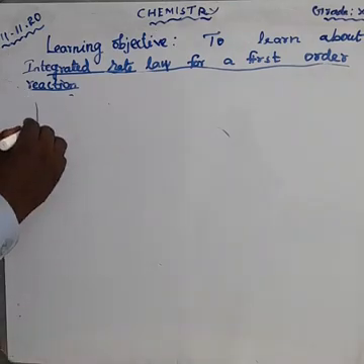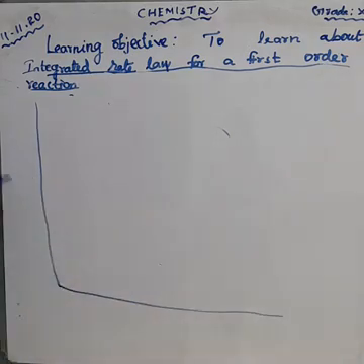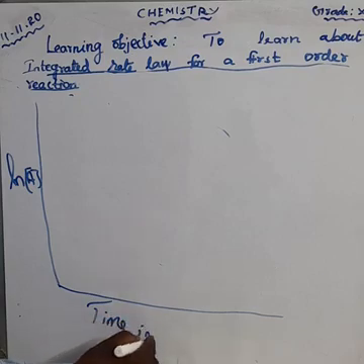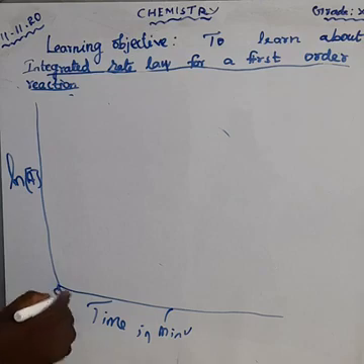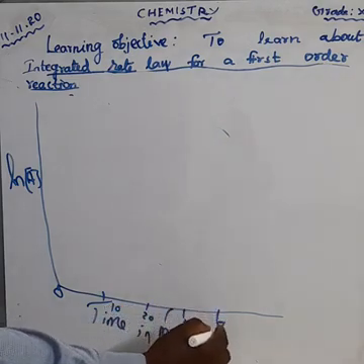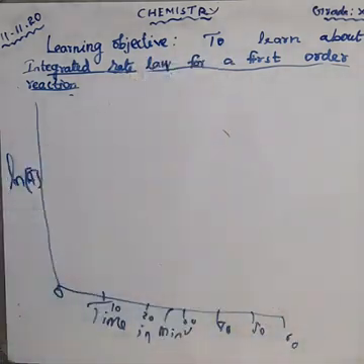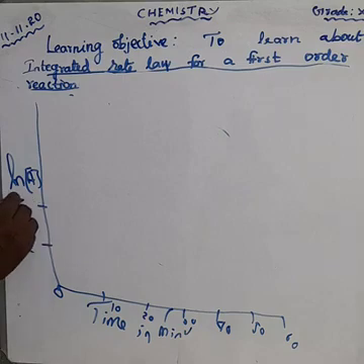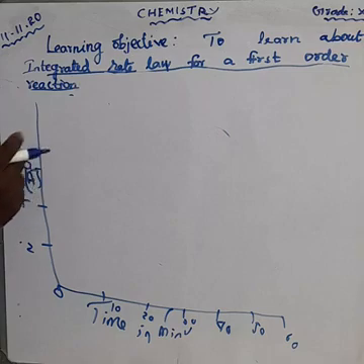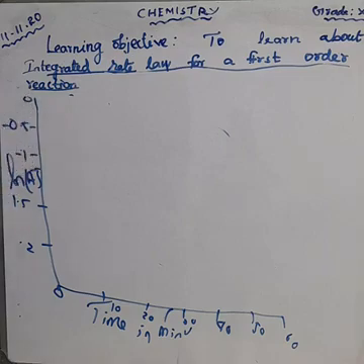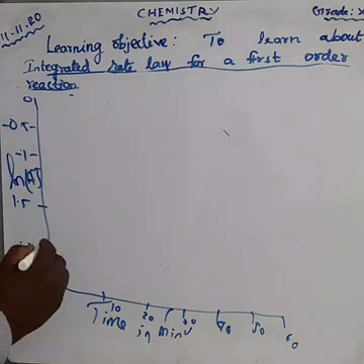That is the graph. We are drawing the graph with the x-axis and y-axis. Here we take ln A, and here time in minutes, starting at 0, then 10, 20, 30, 40, 50, 60, etc. And for ln A we start with minus 2, minus 1.5, minus 1, minus 0.5, 0. We are plotting this graph.